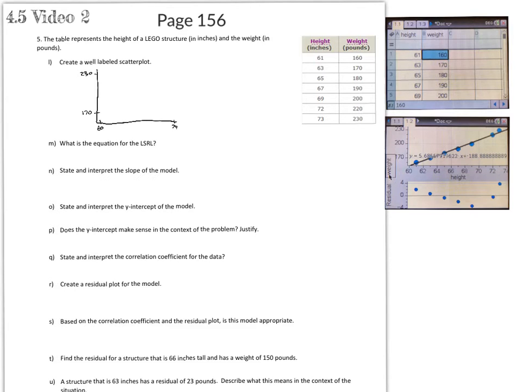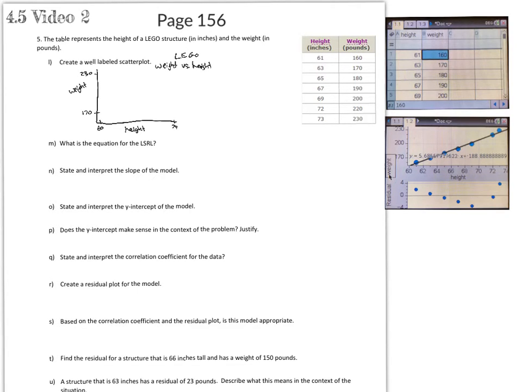Okay. We do need to label these. So this is height, and this is weight. And when you title it, it's always y versus x. So weight versus height. And maybe if we want to be more specific, we'll call it Lego weight versus height.